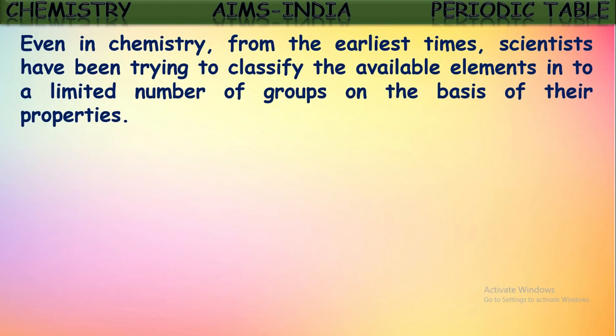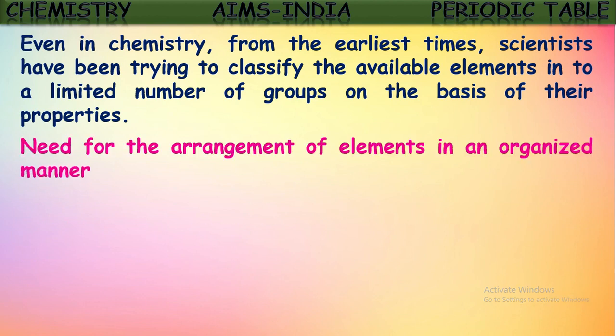Even in chemistry, from earlier times, scientists have been trying to classify the available elements into a limited number of groups on the basis of their properties. Just as it is made easier to select medicines in the medical shop and to select grocery from the supermarket, in the same way the understanding of the chemical elements also becomes easy if they are segregated. So there is a need for the arrangement of elements in an organized manner.